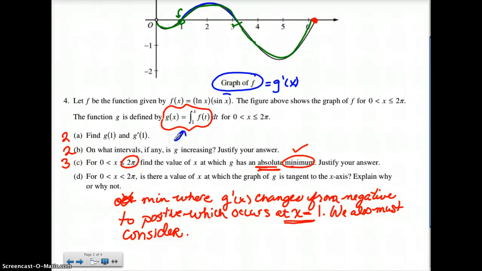The function g is collecting the area under the curve from 1. So watch, right here, I'm starting at 1. I'm collecting area, collecting area, collecting area. Right here is where it's got its maximum. And then I start to go negative, negative, negative. You can see that the negative area is much greater, in absolute value, than the positive area. So when I hit 2 pi, it's going to be negative.